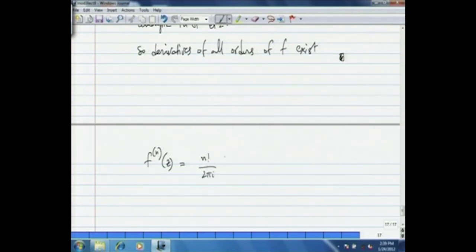Integral over gamma of f(w) by (w minus z) power n plus 1 dw, for z belonging to the interior, or the inside, of the curve gamma. The appropriate conditions, of course, are that gamma is a simple closed curve and that f is analytic on and inside this simple closed curve. So, given these conditions, we have Cauchy's integral formula for the nth derivative.